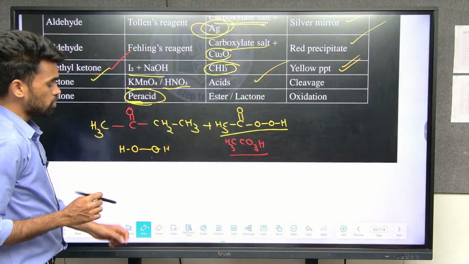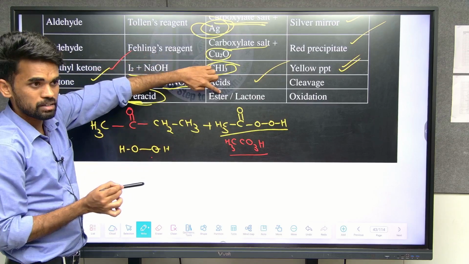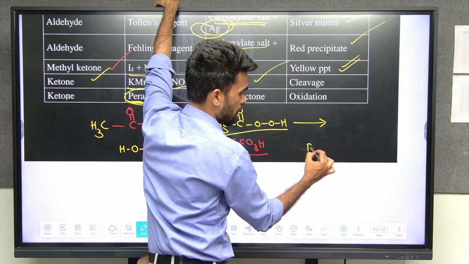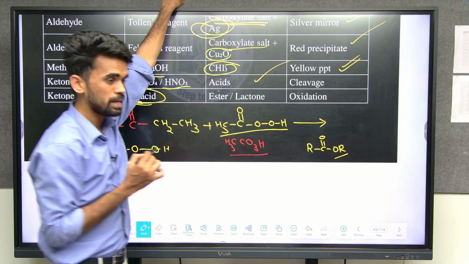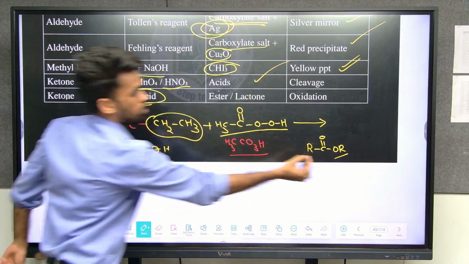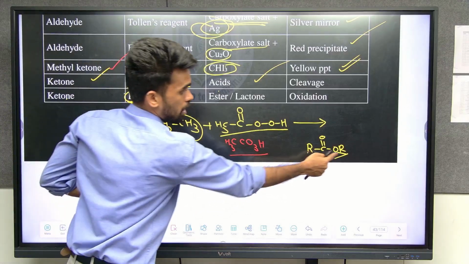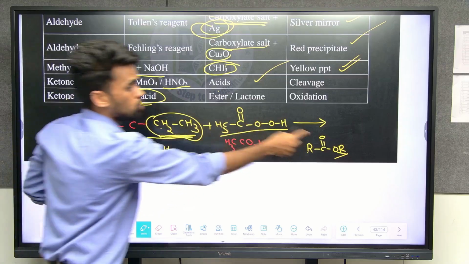Okay. So now ketones with peracids. What is the product formed? Esters. Esters means what is the general formula? Tell me. R, CO, R. Like this now. So it means one of this alkyl group converts into OR. 2 alkyl groups are there, like R, R. One of this R group converts into OR.